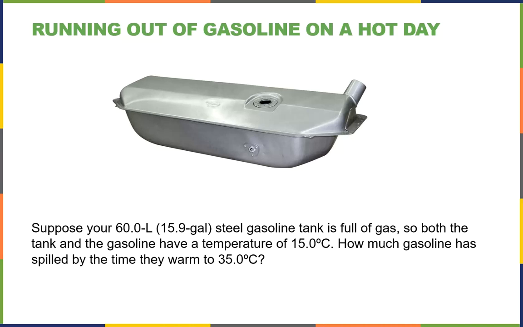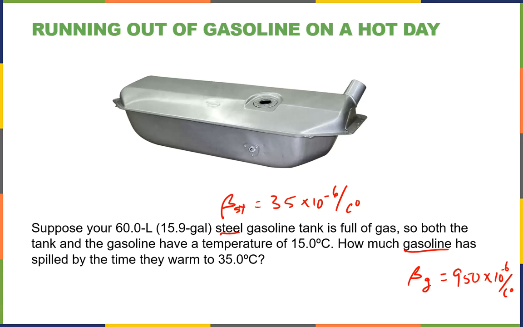So here's our problem. Suppose your 60-liter or 15.9 gallon gas tank is made out of steel. And remember, what was the coefficient of volumetric expansion for steel? It's full of gas. So both the tank and the gasoline have a temperature of 15 degrees Celsius. How much gasoline, beta for gas was 950 times 10 to the minus 6 per Celsius degree, has spilled by the time you reach 35 degrees Celsius? It's a real effect.